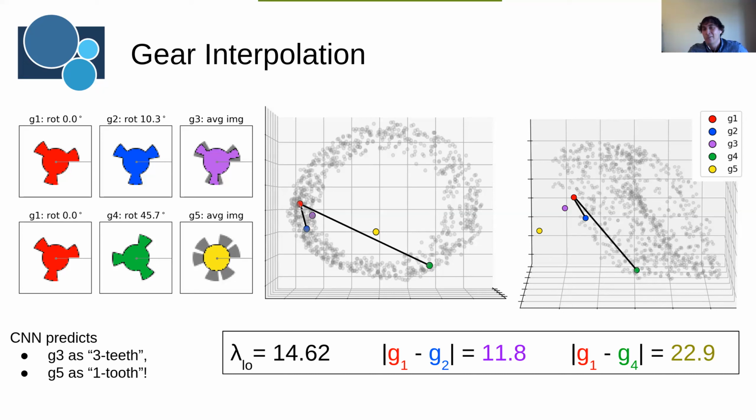On the other hand, when we go to interpolate between the red gear and the green gear, that's a large scale interpolation. The distance between those two images is 22.9 in whatever metric. And that is greater than lambda low. So you should be extremely cautious interpreting the result from the model because that is too far of a deviation. And in fact, this model, you can see the interpolation gear, kind of on the left side, it's that yellow gear, and it looks to me like it has 6 teeth, but in fact, the model says that it actually only has 1 tooth, which is again one of these kind of absurd scenarios.